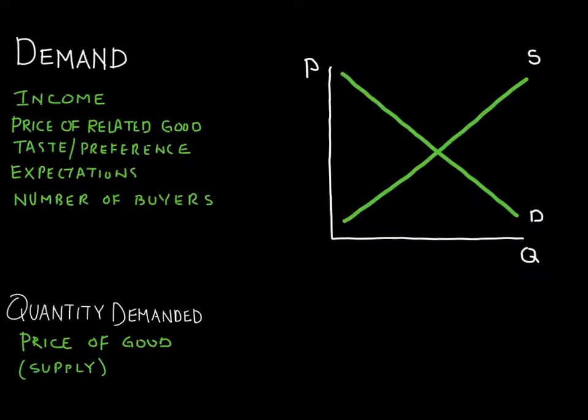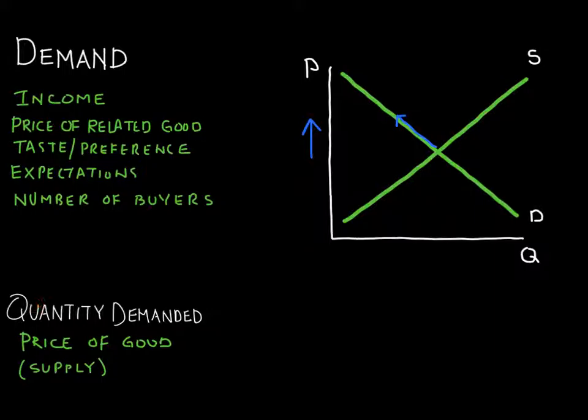Remember that there are 2 things that do not affect demand. Instead, they affect quantity demanded. So the 2 things are, first of all, the price of the good. If the price of the good increases, so if we move upwards on this axis, you can see that you're not actually shifting the demand curve. What you will be doing is moving along the demand curve. And movement along the demand curve is a change in quantity demanded.